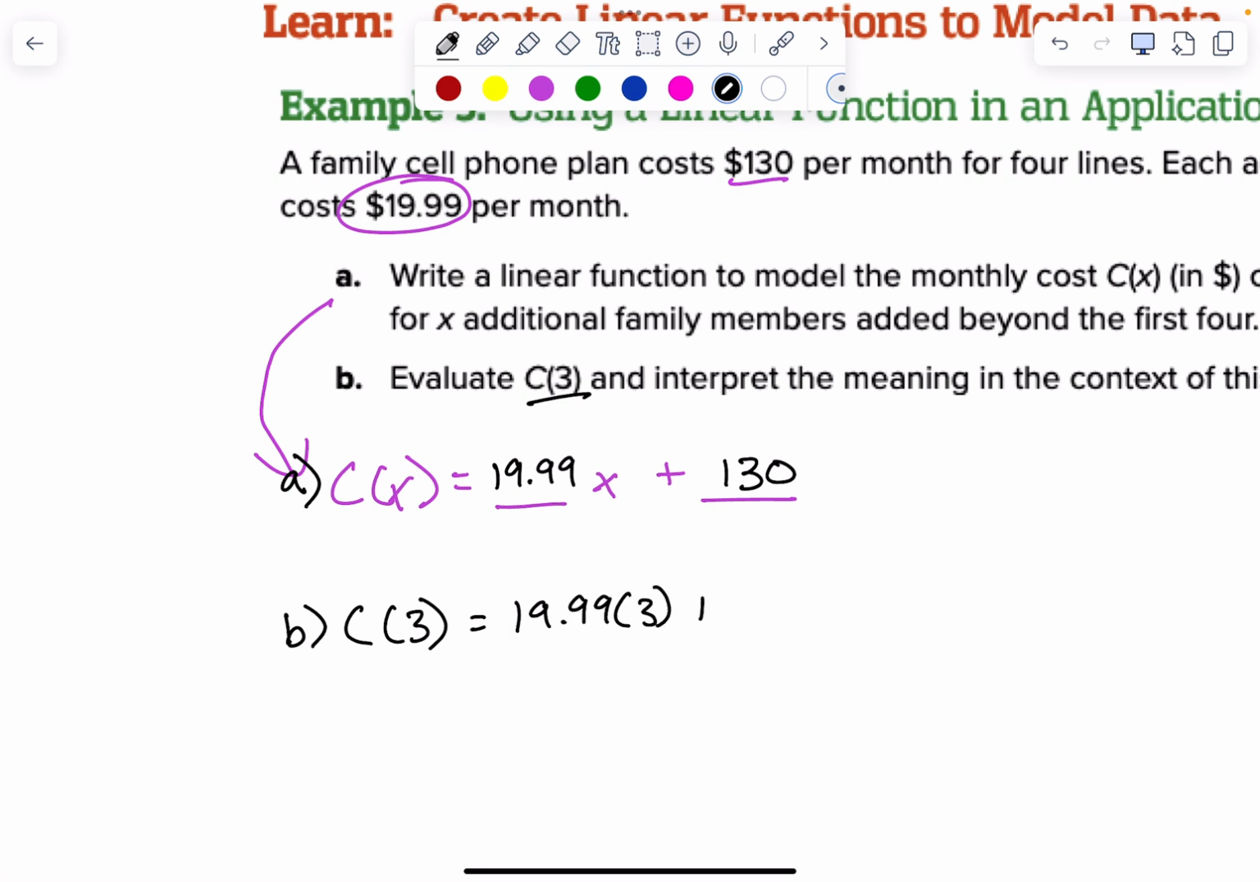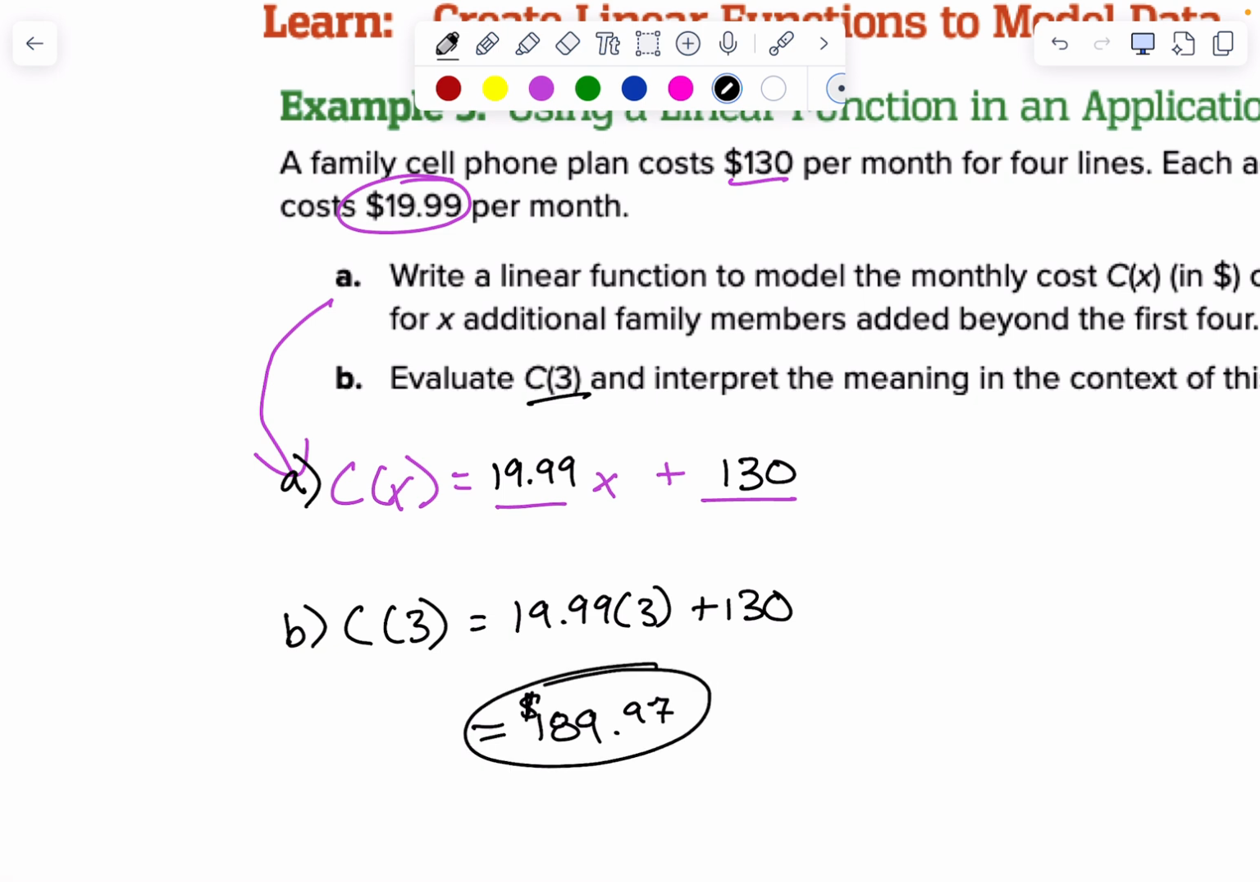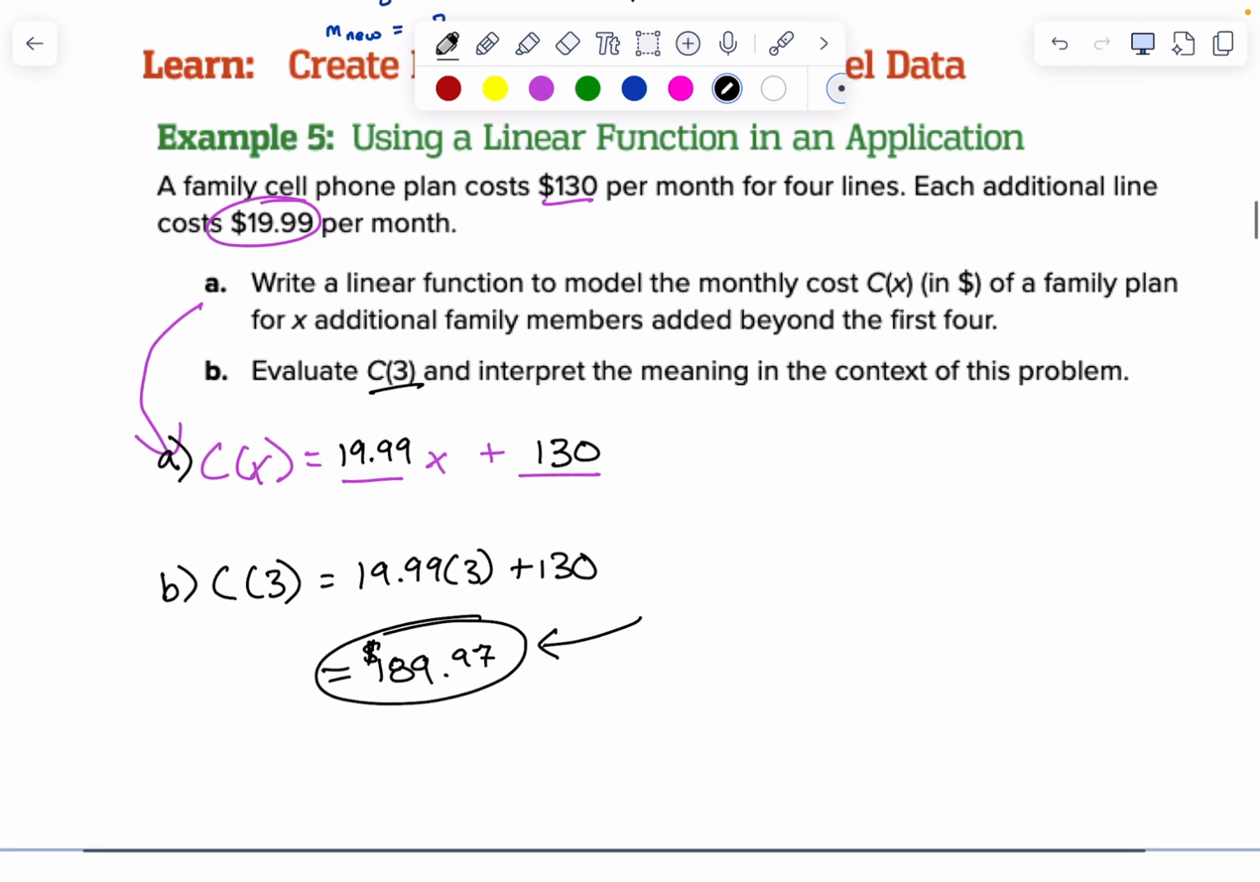19.99 times 3 plus 130. And how much is that? Like 60 bucks, 3 pennies short of 60 bucks, so 59.97. 59.97 plus 130 is 189.97. Okay, what does this mean? That's what C equals. That is the cost for how many people? For 7 people, right? Not 3 people, because it's 3 people in addition to the 4 people. So cost for 7 people.